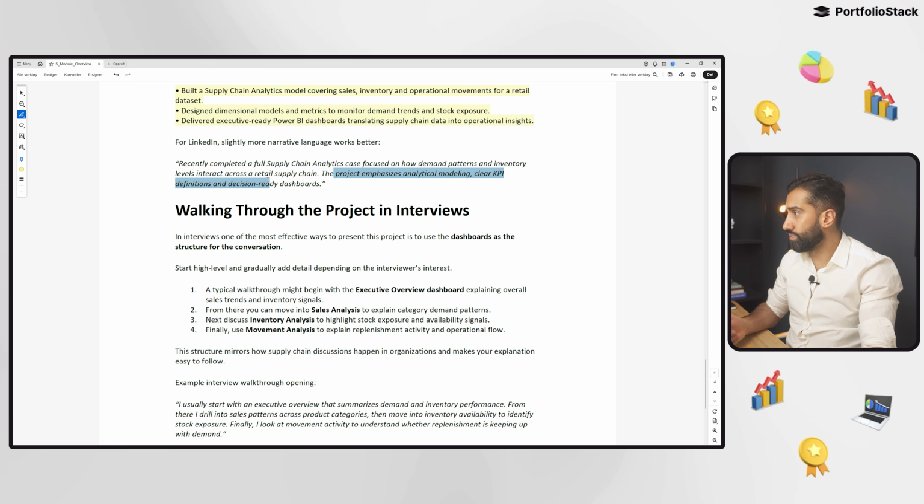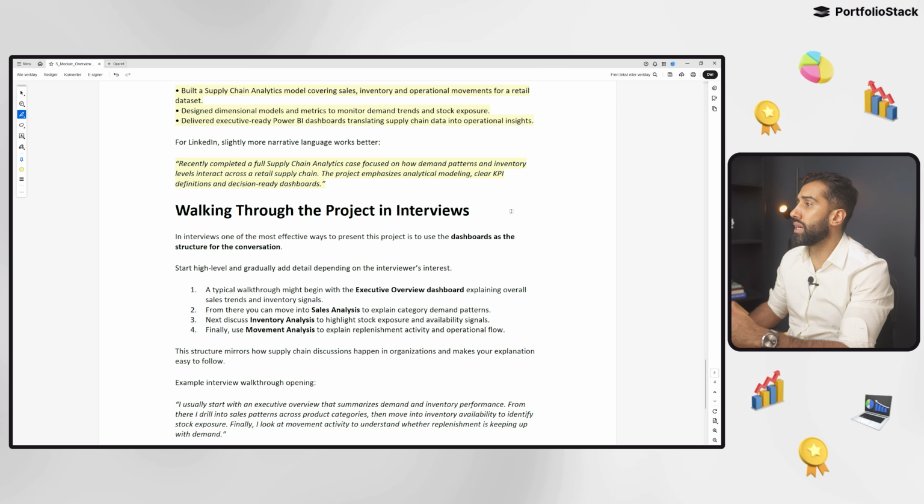For LinkedIn, I recently completed a full supply chain analytics case focused on how demand patterns and inventory levels interact across a retail supply chain. The project emphasizes analytical modeling, clear KPI definitions, and decision-ready dashboards. On LinkedIn, I would probably add some screenshots. I think that goes well on LinkedIn, but again, just some examples.